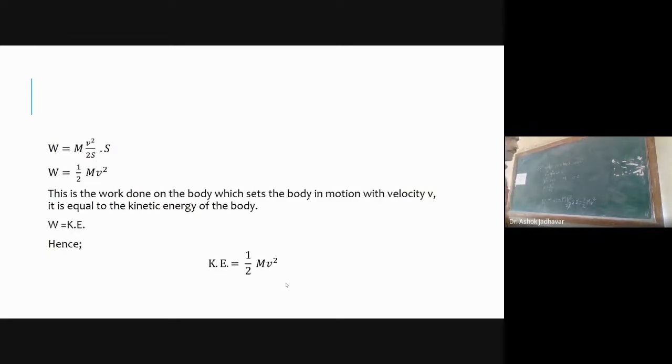So we have observed that work done can be written as 1 half MV square. This work done is basically required to set the body in motion with velocity v. So we can say that this W is nothing but the kinetic energy. So we can write W is equal to 1 half mv square, equal to kinetic energy. So we have determined a first way to find the equation for kinetic energy. Did you get it?